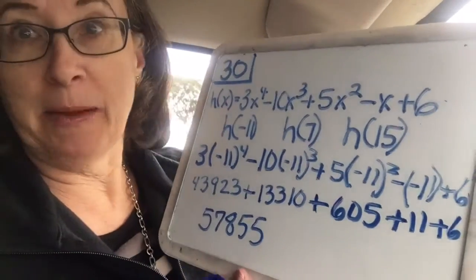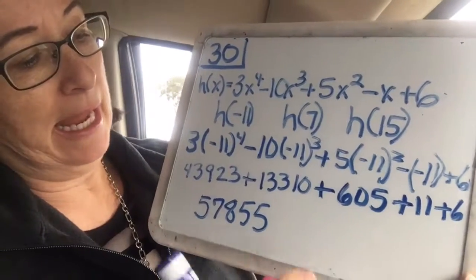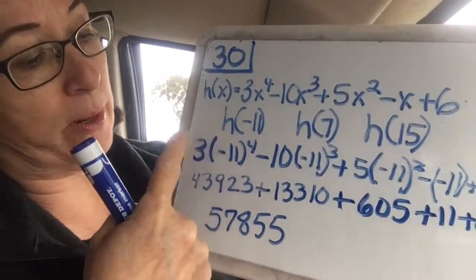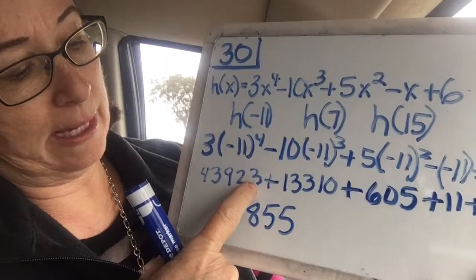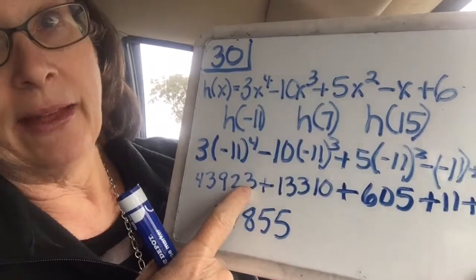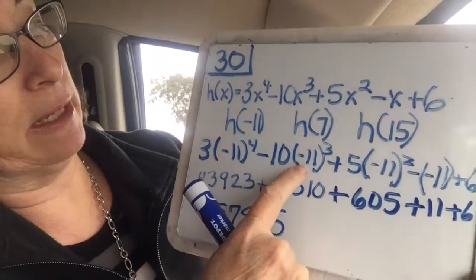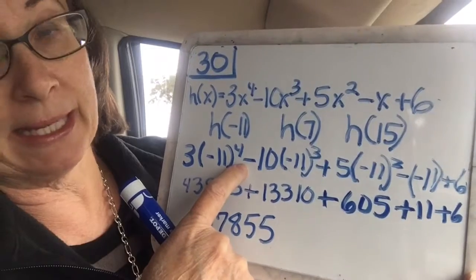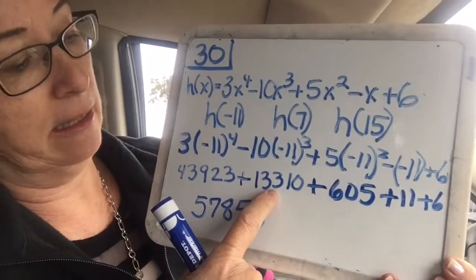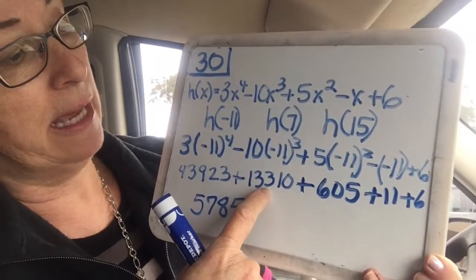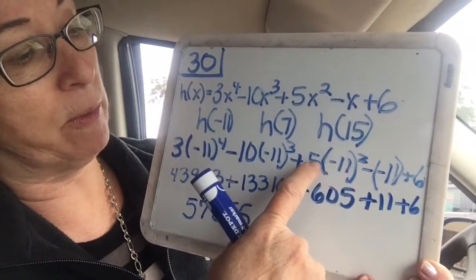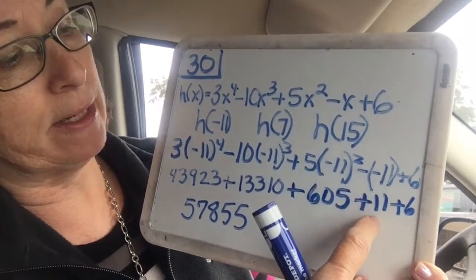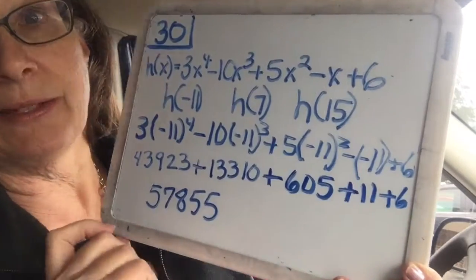So I went to class and I came back and I got my calculator out. And this one is going to be a positive answer because the 11 to the 4th squares out. And so I get that big number. And then I did the second one, which was negative 11 to the 3rd, which retained its negative. But then when I multiplied it by negative 10, I ended up getting 13,310. And then negative 11 squared is 121 times 5 is 605. And then a negative 11 is a positive 11. And then a positive 6.